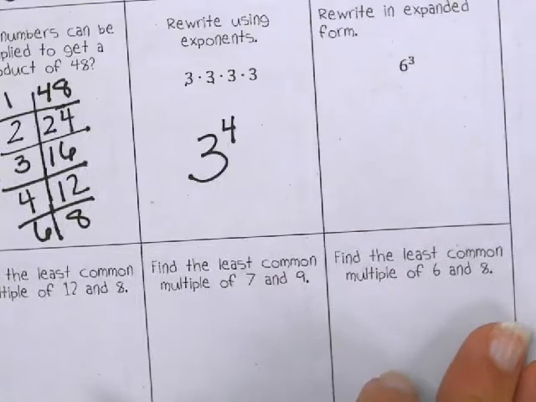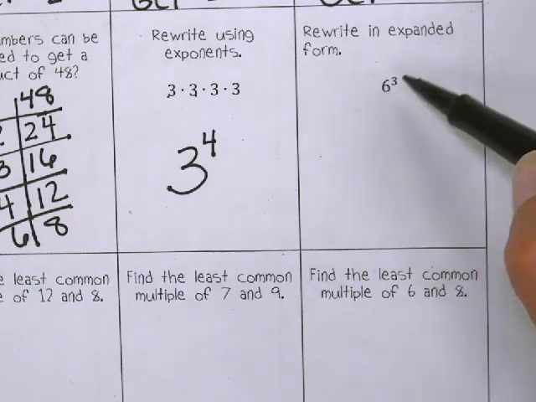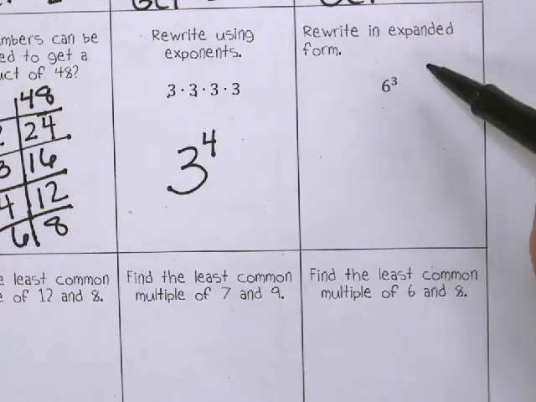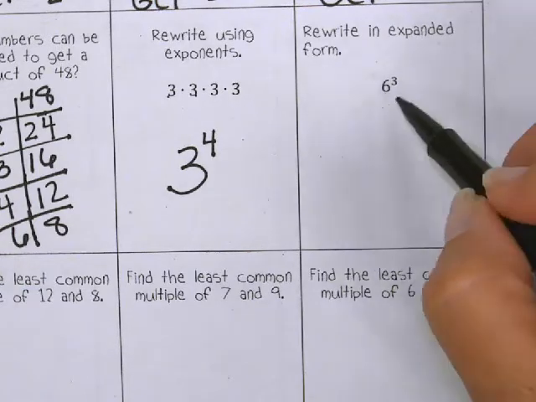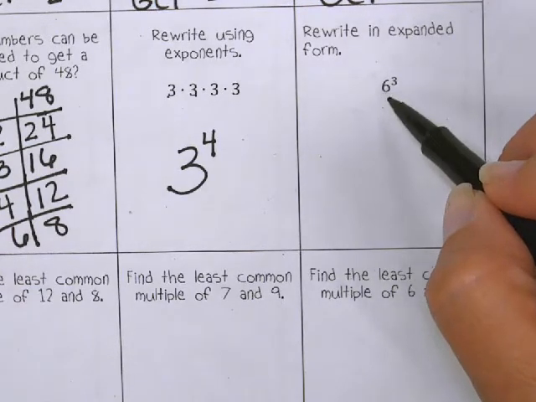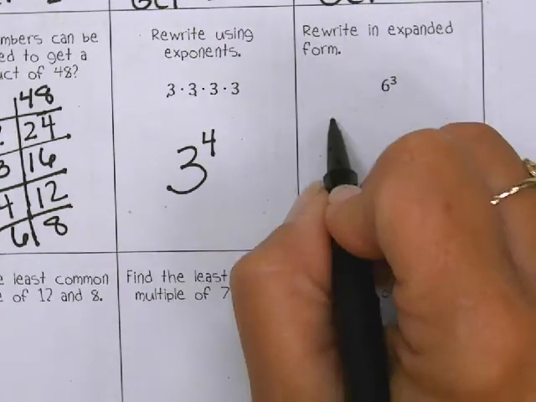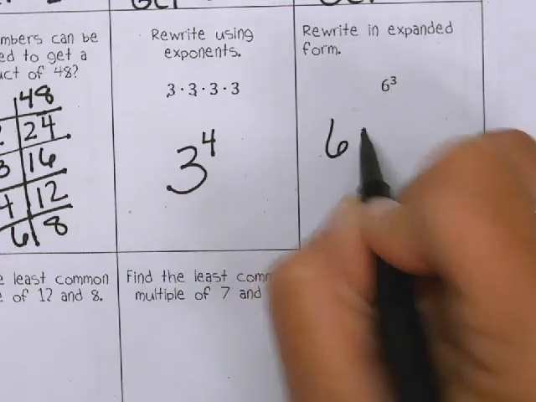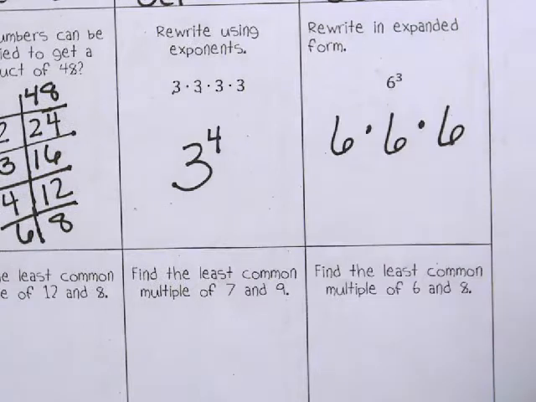The next one says rewrite in expanded form. Here they're giving us the base number and the exponent, and they're asking us to show what that looks like. The way we read this is 6 to the 3rd or 6 to the 3rd power. What that means is that I need to take 6 and write it out to be multiplied 3 times, because 6 is my base number, the number that's being multiplied. The 3 tells me how many times it's being multiplied. So I would write it like this: 6, remember we're using a dot for multiplication, times 6 times 6. That's what it would look like in expanded form.